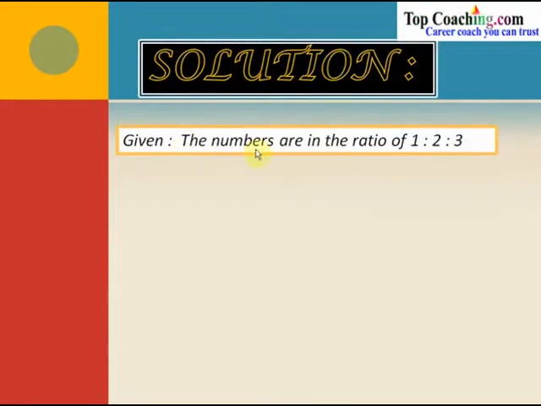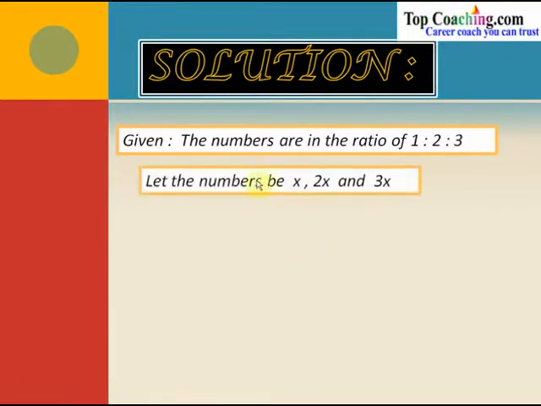Given to us is that the numbers are in the ratio of 1:2:3. So we can assume the numbers to be x, 2x and 3x. So let us say that the first number is x, the second number is 2x, and the third number is 3x.